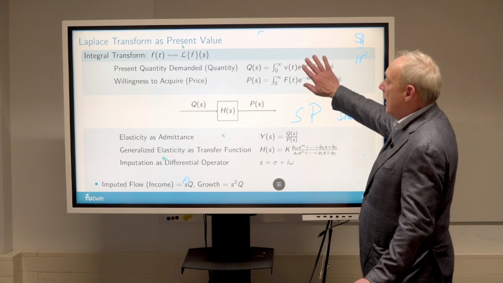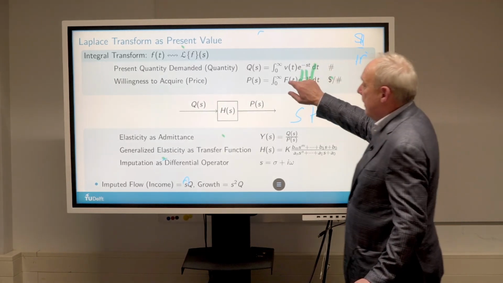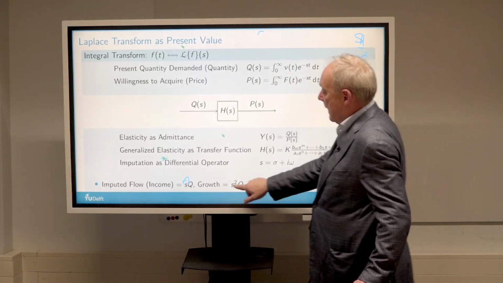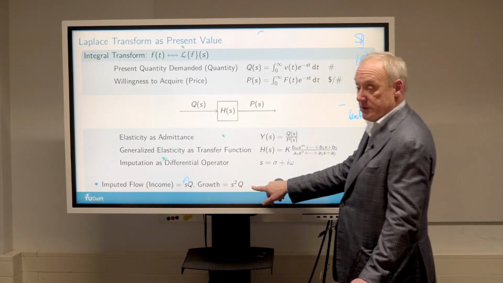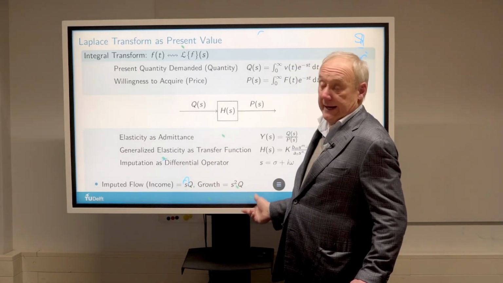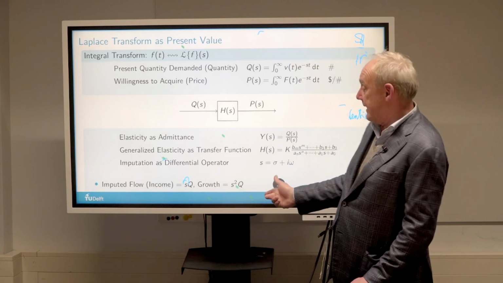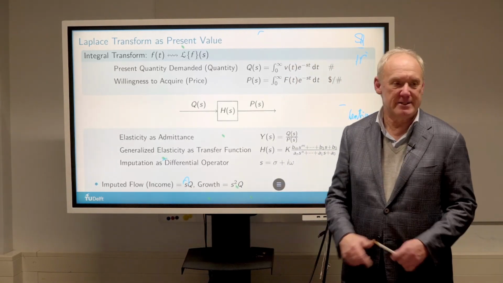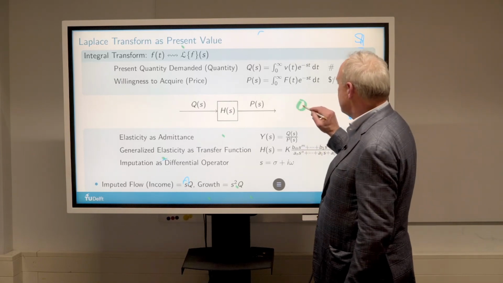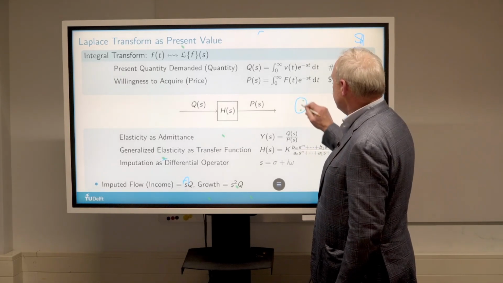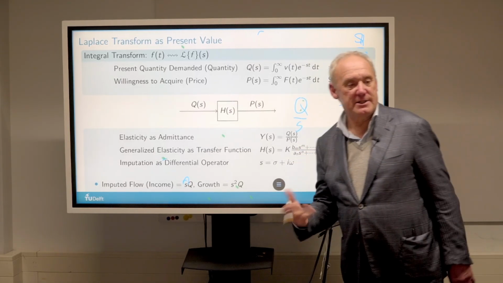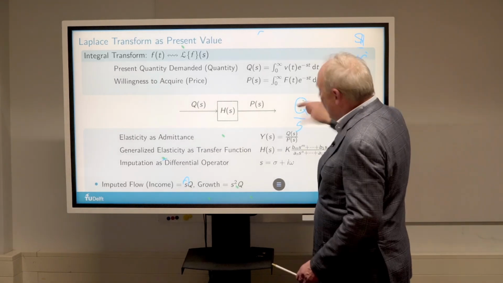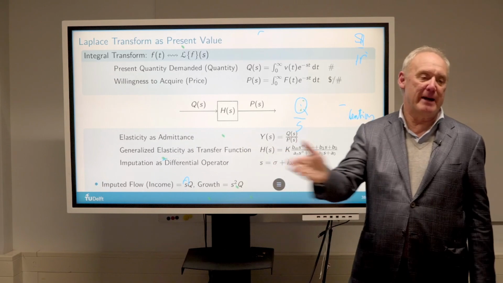So we've got our Laplace transforms of the flow and the stock. And then we can calculate anything else by just multiplying or dividing by our imputation operator. So we can unimpute. Actually, that's capitalizing. When you do this, you call it capitalization. So you take a flow and you turn it into a stock, and it's called capitalization.